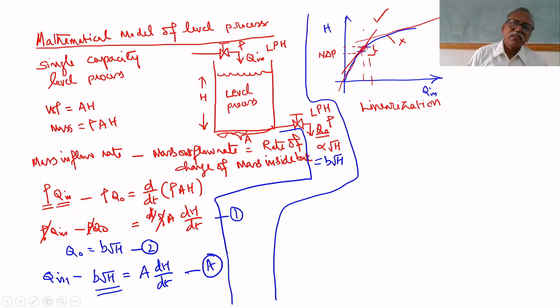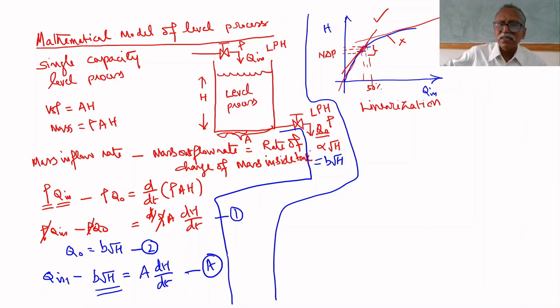Nominal operating point means we used to operate at 50% level. Always I used to operate at 50%, so this is the 50% level. If I obtain the mathematical model at 50%, and about 50% I change by a very small amount, then instead of using that nonlinear relation, I can use this tangent as the relation for input and output. That is called linearization.